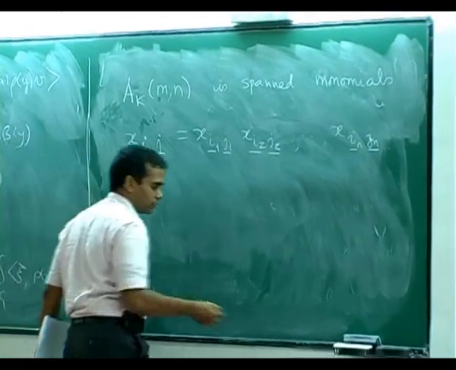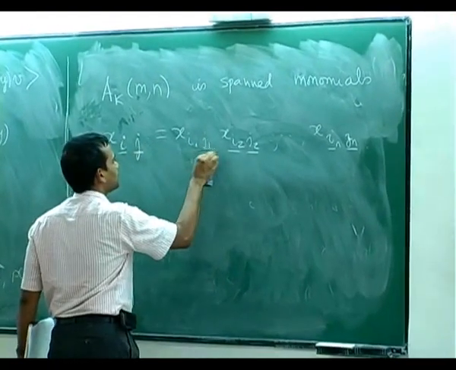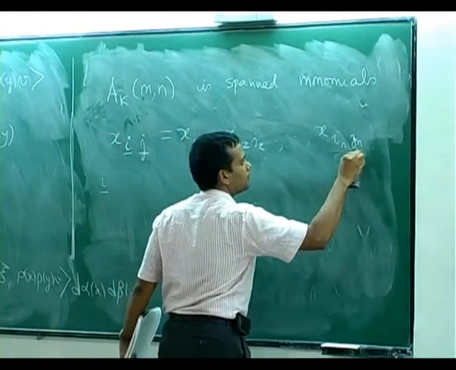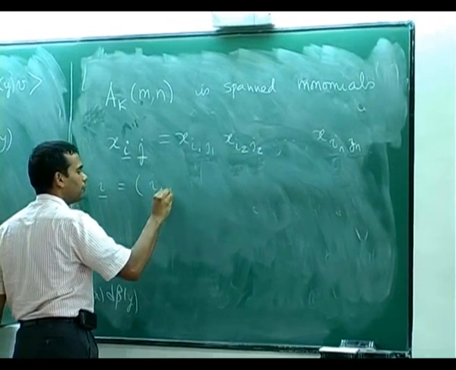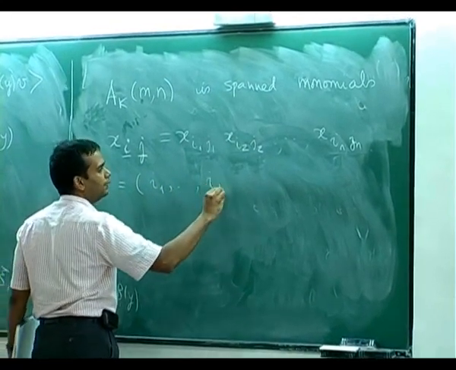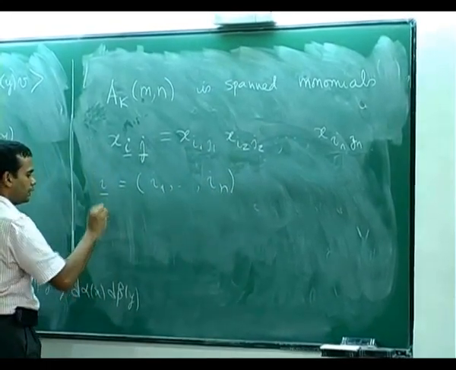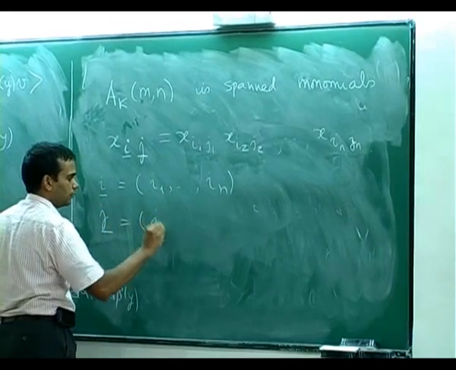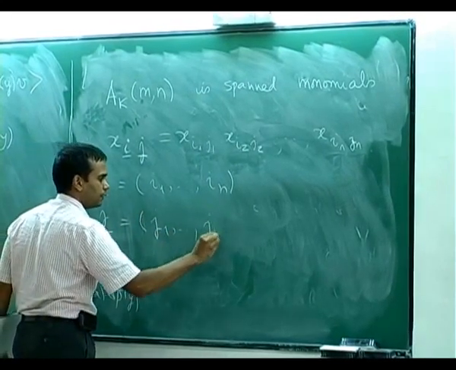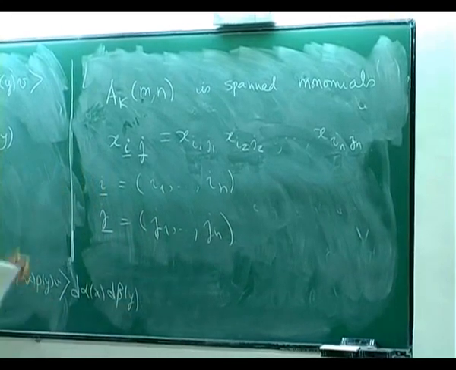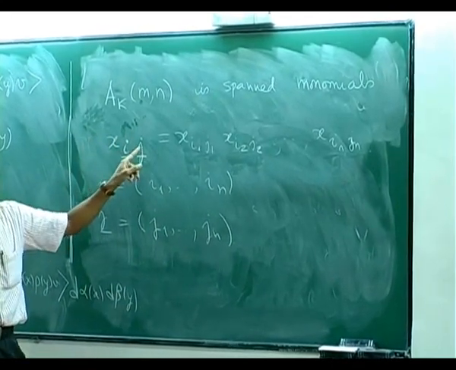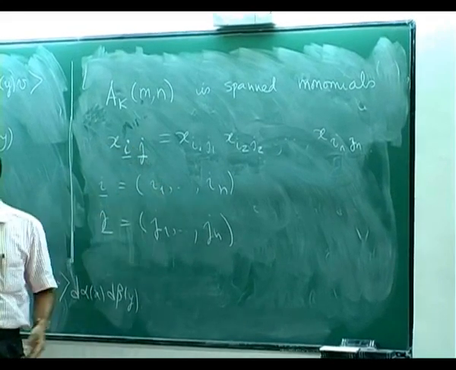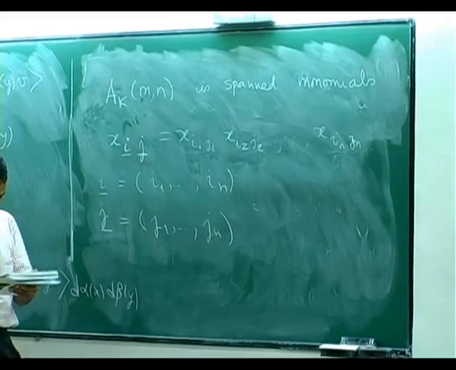Oh sorry, here there should be no underscores. Where i underscore is the vector i1 through in, and j underscore is j1 through jn. Of course these variables commute, so different i's and j's could give the same monomial. But to what extent?